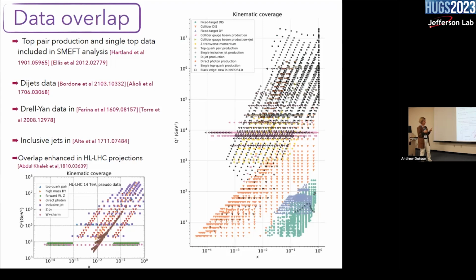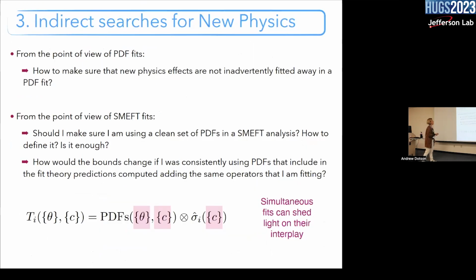And here, when I say the complexity of the LHC, I mean this, because lots of the data that we use in the PDF fits are also used in the fits of the SMEFT coefficients, okay? So these are the questions. Now, from the point of view of the PDF fits, how do we make sure that new physics effects are not inadvertently fitted away in a PDF fit?